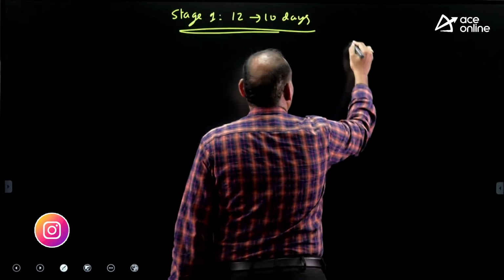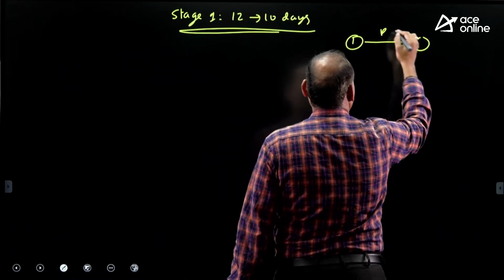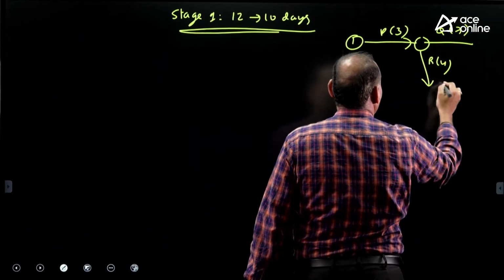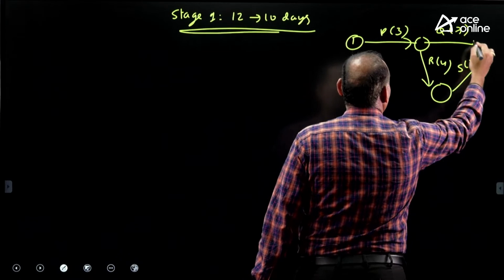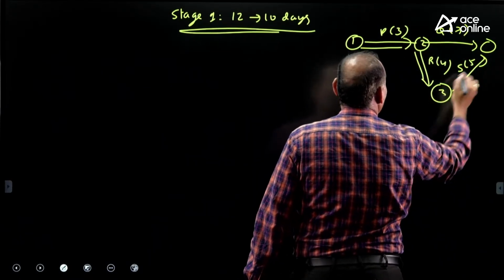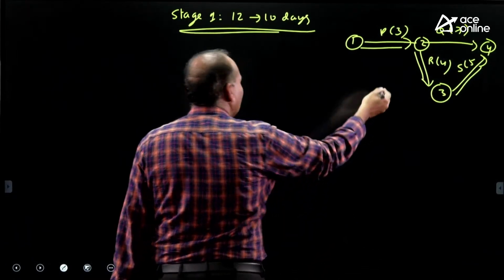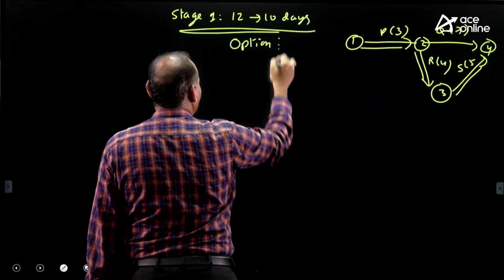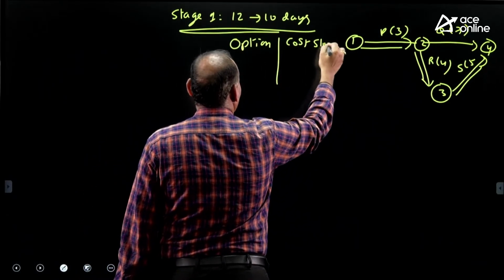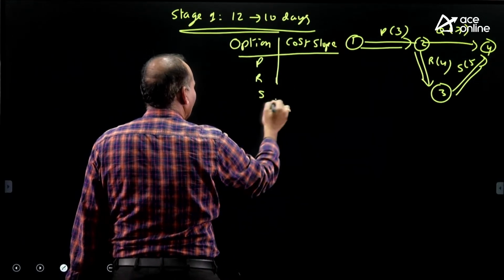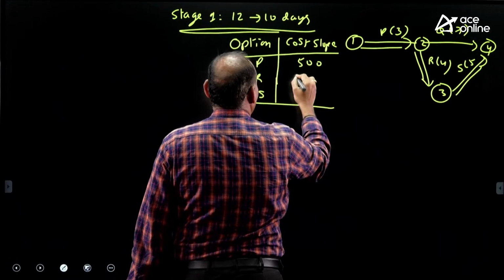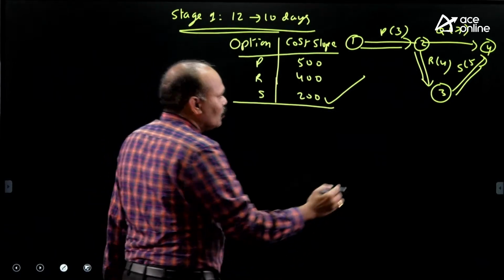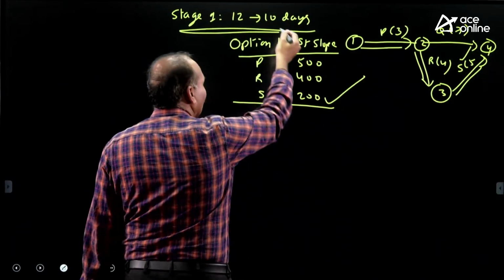What is the diagram we have? P 3, Q 7, R 4, S 5. This is the critical path. What are the options available for crashing purposes? PRS: 3 options are available for us for crashing purposes, with cost slopes 500, 400, 200. Who is the best option? We choose the minimum cost slope, so we crash S. How much time is required? 2 days.